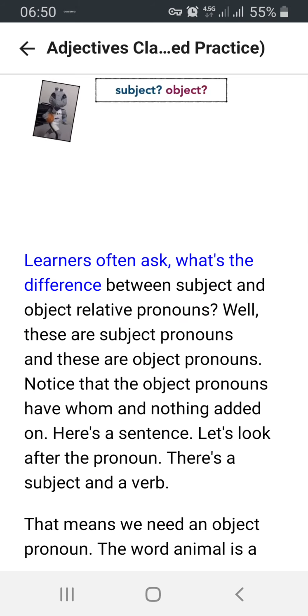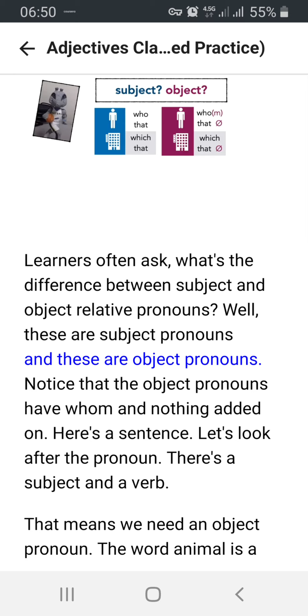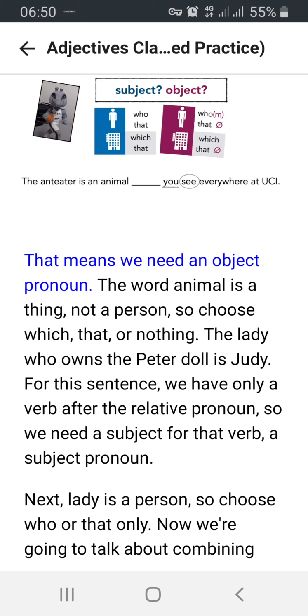Learners often ask, what's the difference between subject and object relative pronouns? Well, these are subject pronouns and these are object pronouns. Notice that the object pronouns have a whom and nothing added on. Here's a sentence. Let's look after the pronoun. There's a subject and a verb. That means we need an object pronoun. The word animal is a thing, not a person, so choose which, that, or nothing.